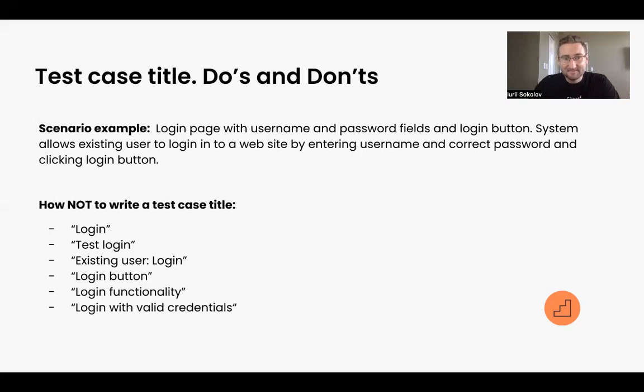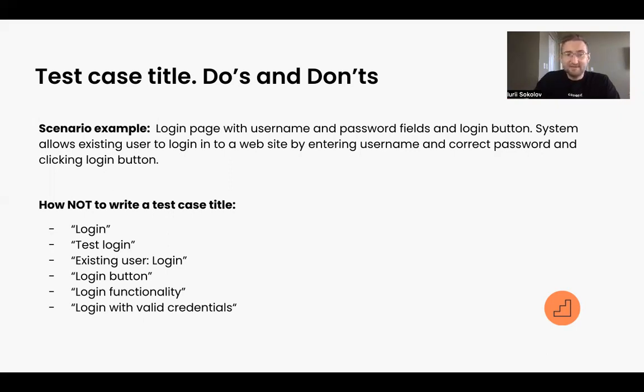"Login button." So the login button is involved in our test case, right? But we have to be more elaborate. We have to provide way more information about how we test the login button. What should we expect from the login button? It is, again, not really well written. "Login functionality," same thing. "Login with valid credentials."